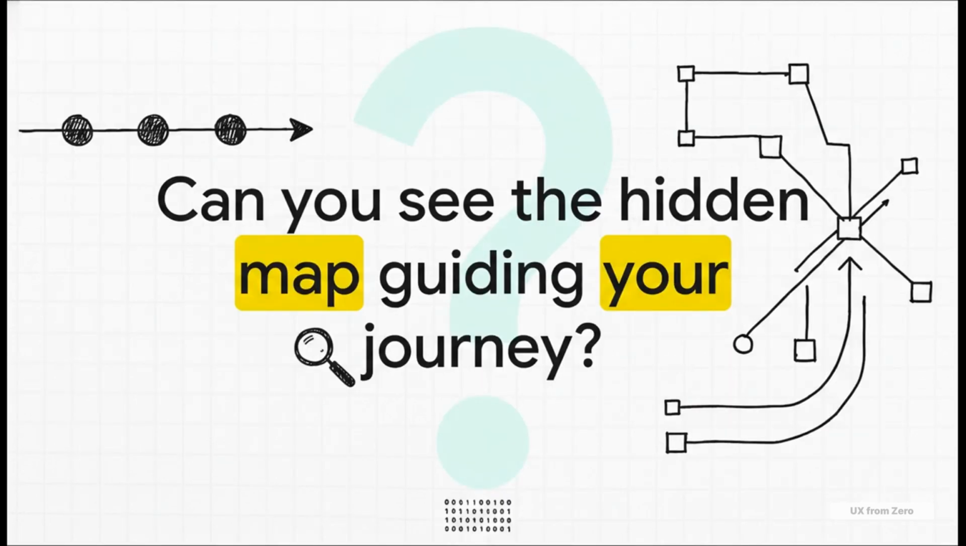So here's a little challenge for you. The next time you're using an app and everything just feels effortless, pause for a second. Try to see the hidden map that's guiding you. Can you tell if you're on a simple, straight-line task flow or navigating the branching roads of a much bigger user flow? Because now you know the code.